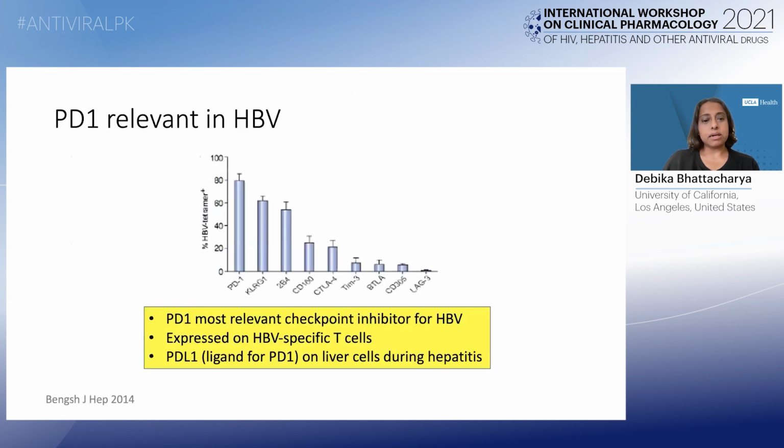And so what you see here is a paper that demonstrates the relative frequencies of differential production of different molecules, including PD-1 and CTLA-4 in hepatocytes. And as you can see here, PD-1 is the most relevant checkpoint inhibitor for hepatitis B, expressed in the most quantity. It's also expressed on HBV-specific T cells, and the ligand for PD-1, PD-L1, is present on liver cells during active inflammation or hepatitis.